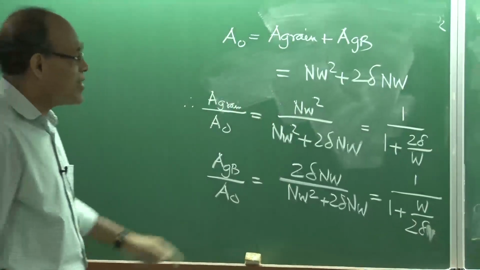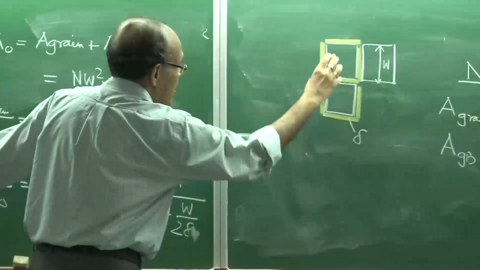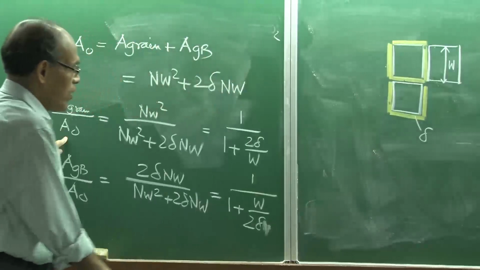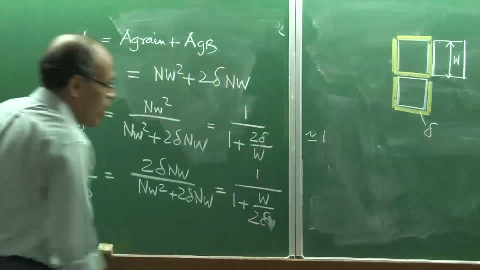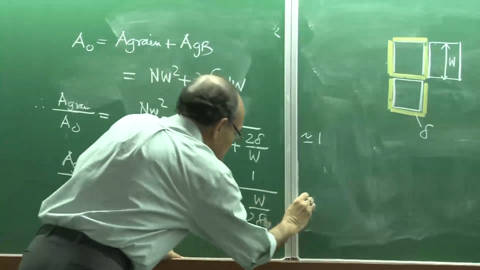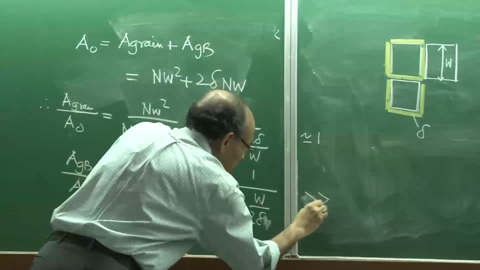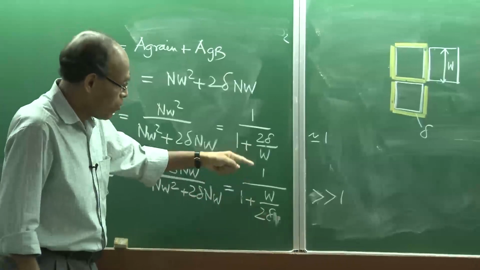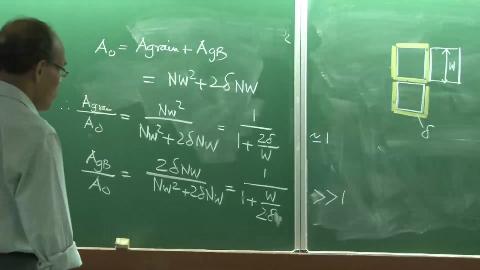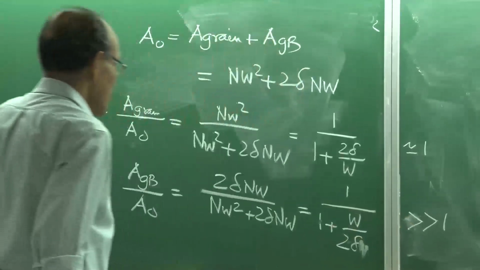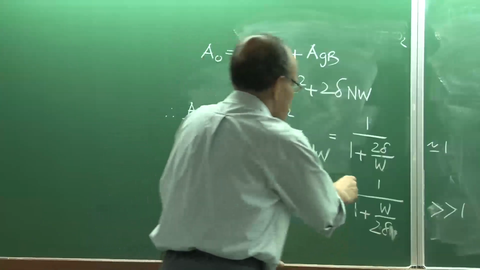What does this indicate? This indicates that for A grain by A0, because W, the size of the grain, is much greater than the thickness of the grain boundary, delta, this is less than 1, approximately of the order of 1. On the other hand, because delta is much smaller, W by 2 delta becomes a number much greater than 1. 1 can be ignored, so the delta goes above and is divided by W, and this parameter is actually much greater than 1. So the grain boundary area fraction comes out small, I hope you understand it.